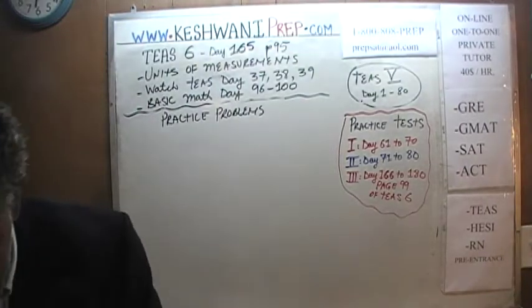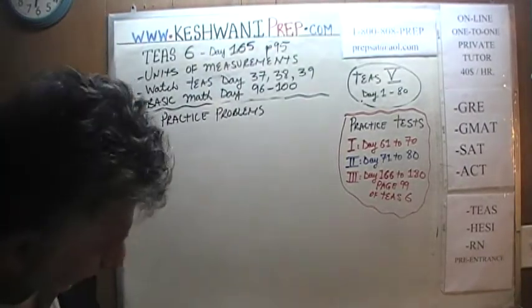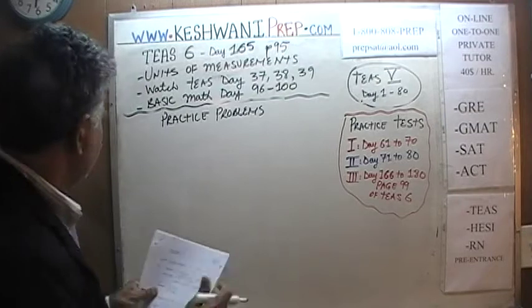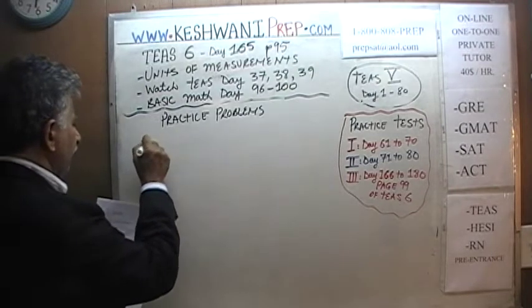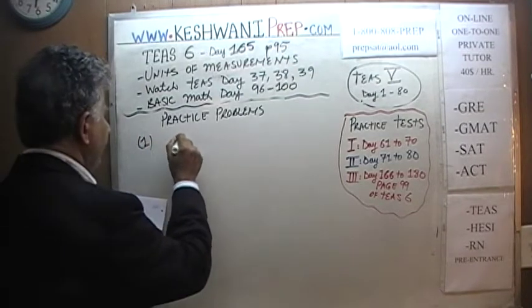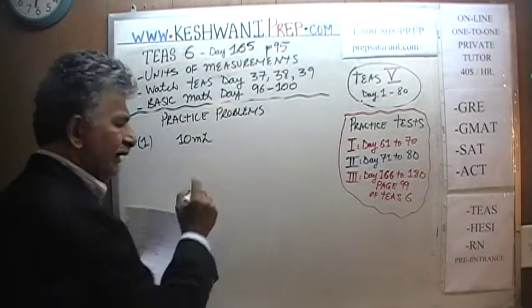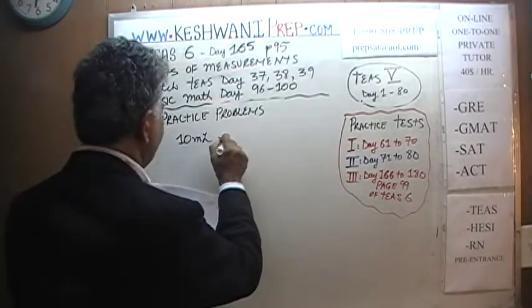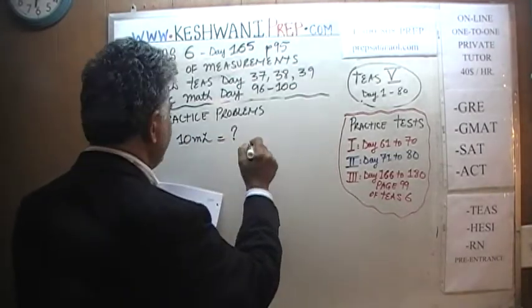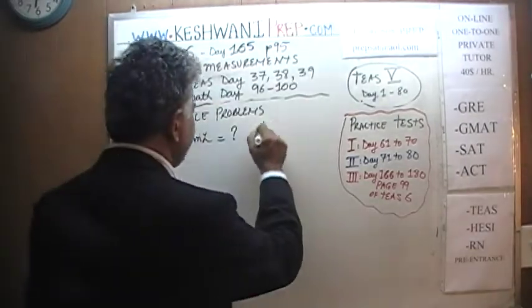Let's get going, shall we? Practice problem. The very first problem is a very silly question, very simple. We are simply being asked to convert 10 milliliters into teaspoons. We are being asked how many teaspoons make 10 milliliters.